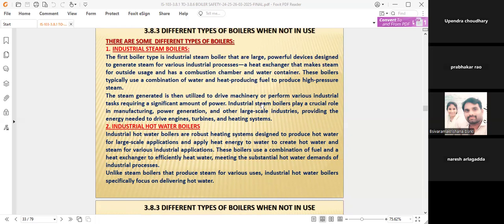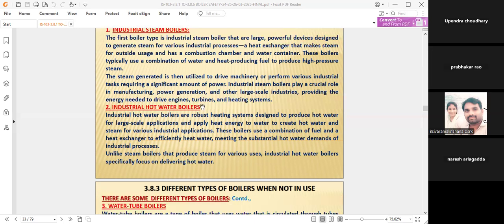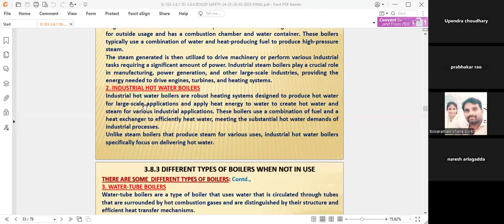That's what I told. Industrial steam boilers play a crucial role in manufacturing, power generation, and other large-scale industries, providing the energy needed to drive the engines, turbines, and heating systems. These are the importance of industrial steam boilers. Industrial hot water boilers is the second type. Before getting into when not in use, we'll discuss different types of boilers. It's essential, that's why I'm discussing this. Industrial hot water boilers are robust heating systems designed to produce hot water for large scale applications and apply heat energy to water to create hot water and steam for various industrial applications.